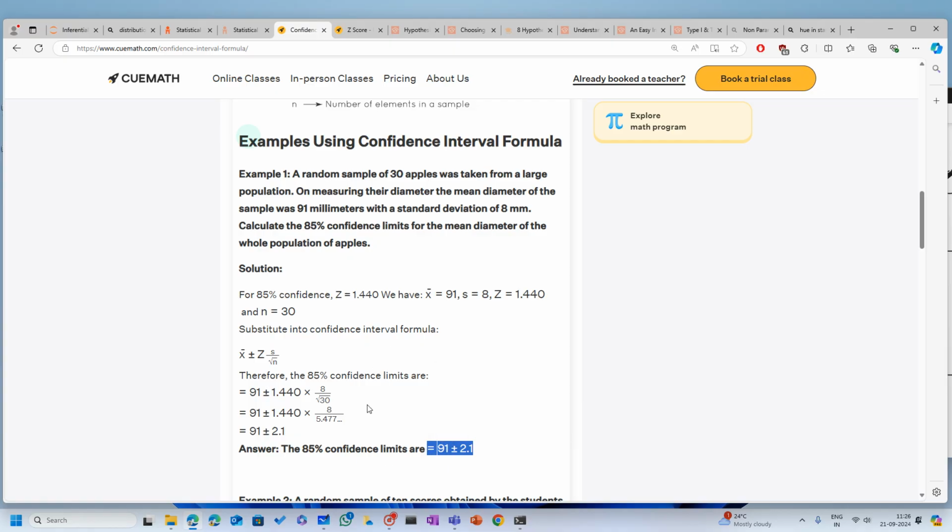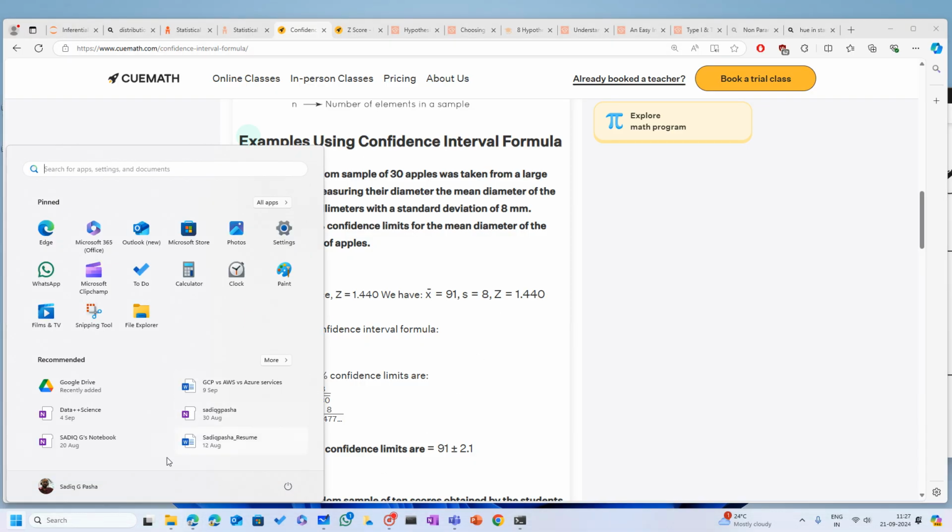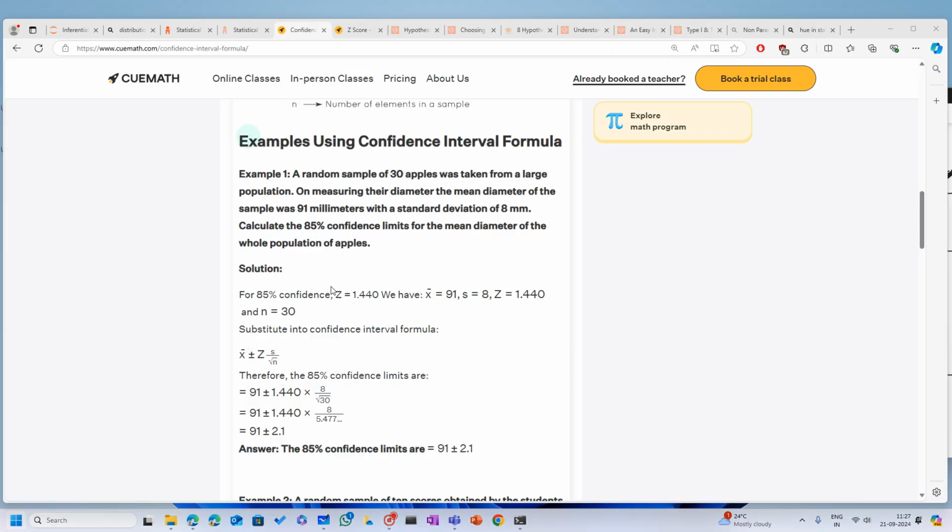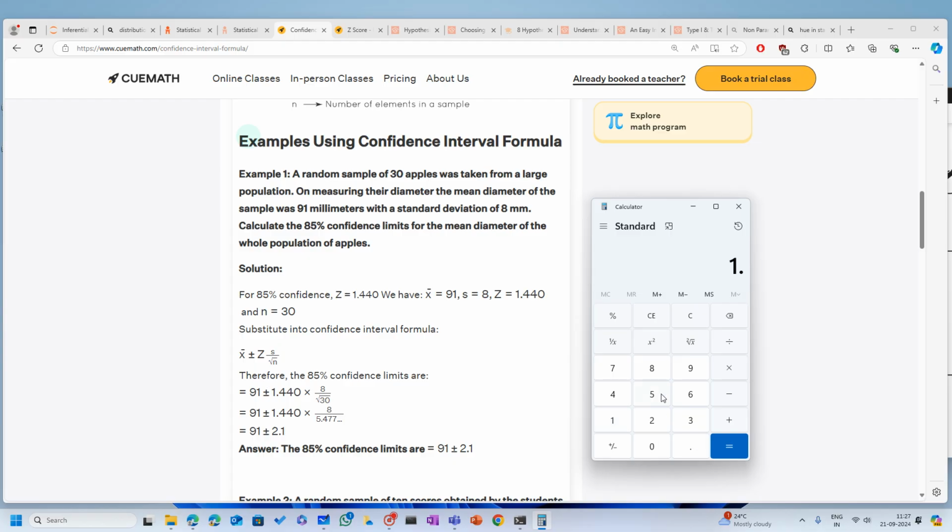Okay, you can say, I think 85% confidence is multiplied with, okay, what is 1.5 of 8? 1.5 times 8 is, okay, 1 second, calculate. I just want to cross verify. 1.5 into, is 1.2, not 1.44. Okay.